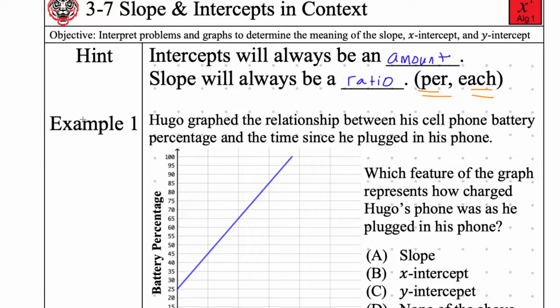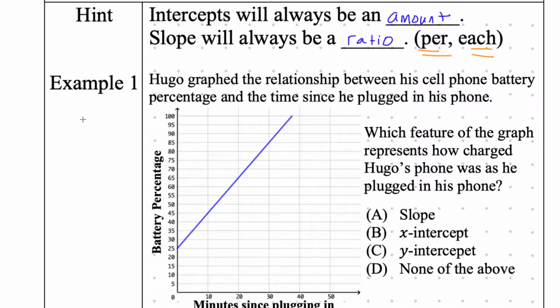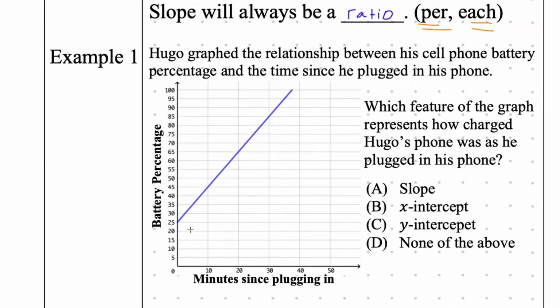So in example 1, we have Ugo. Ugo graphed the relationship between his cell phone battery percentage and the time since he plugged in his phone. So here we can see the graph. It seems to be going up. We have a positive slope here.